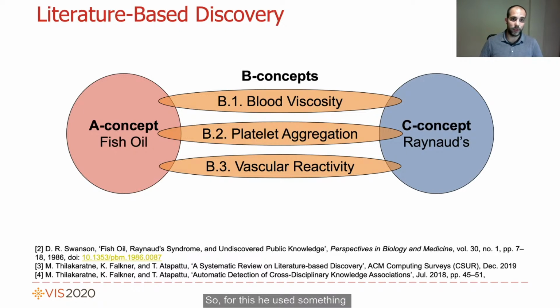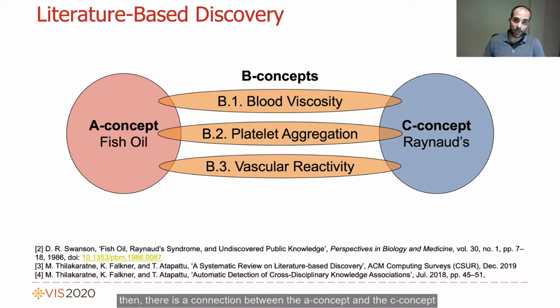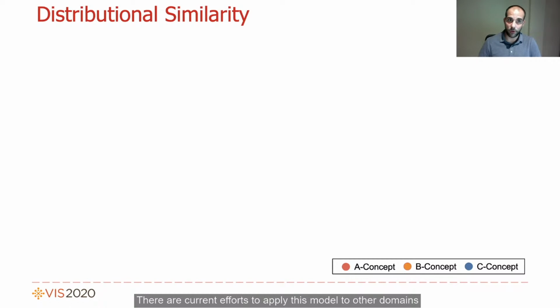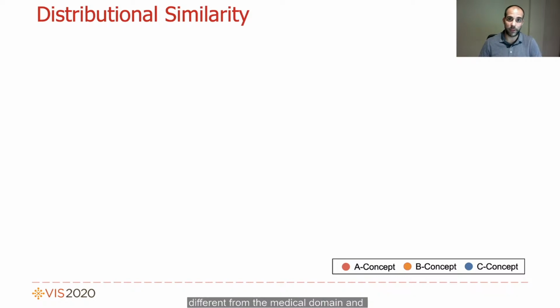So for this, he used something that was later called the ABC model, that works on a simple syllogism. The way it works is that if one can find an A concept that is associated with a B concept in a body of literature, and that B concept can be found with a C concept in another different body of literature, then there is a connection between the A concept and the C concept that is defined by the B concept.